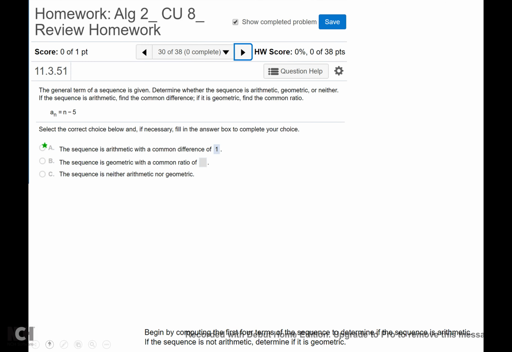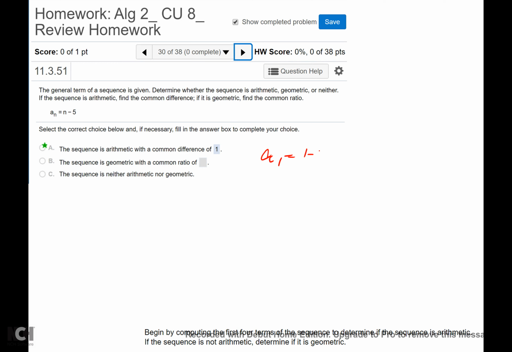Alright, the general term of a sequence is given. Determine whether the sequence is arithmetic, geometric, or neither. If the sequence is arithmetic, find the common difference. If it's geometric, find the common ratio. It's arithmetic. They're subtracting. I can see it's arithmetic. But what they want you to do is generate the first few terms.